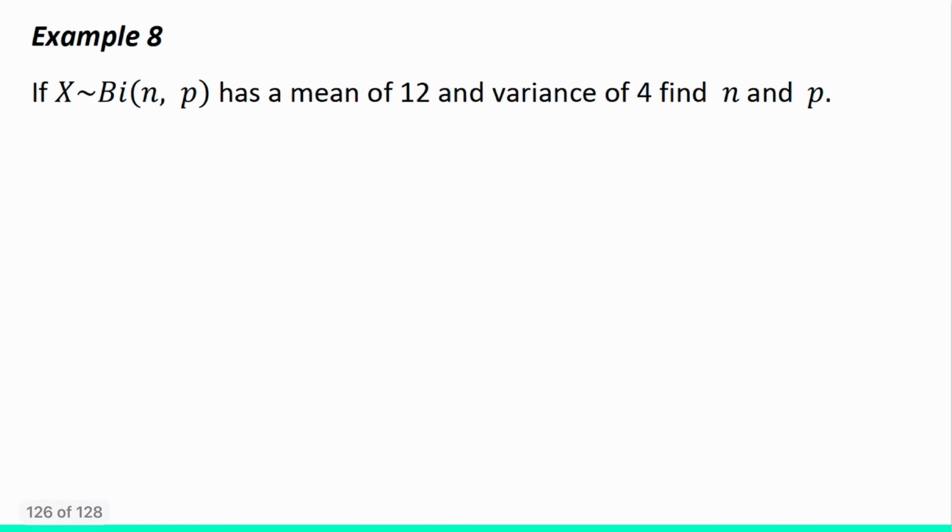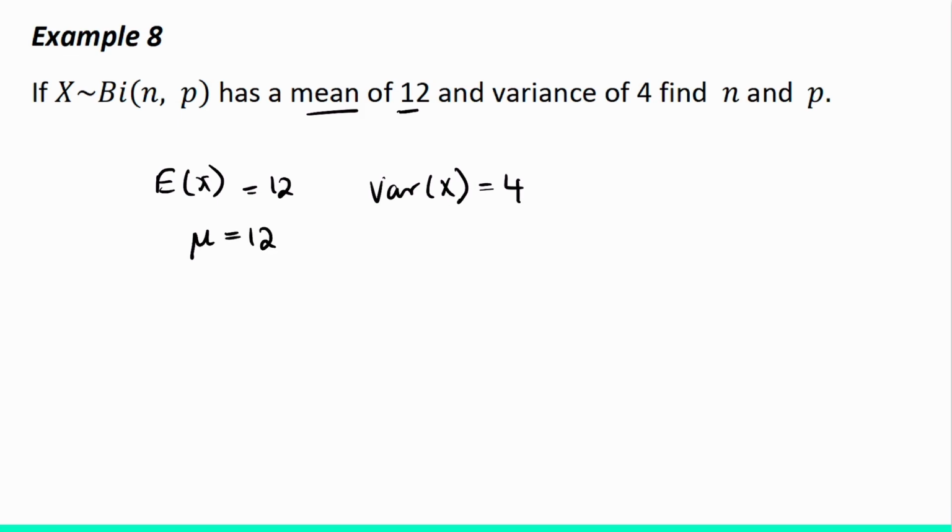All right, next, example 8. We've got an x, which is also a binomial distribution, n, p, has a mean of 12 and a variance of 4. Find n, p. So this time we're kind of working backwards. So what's the information that I know? If I've got a mean of 12, it means that my expected value is going to be 12. And if I've got a variance of 4, it means that, well, the variance is 4. If I think about it in terms of my Greek letters, this is the mean, mu, and then the variance is sigma squared.